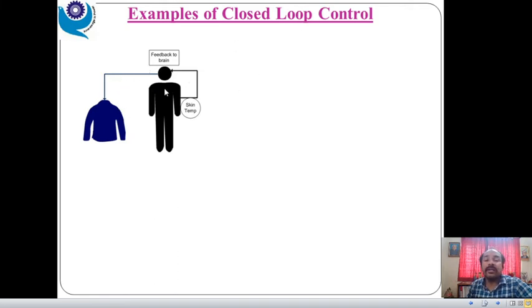Exactly in that, what he wants, right? The person is suffering from the cold, or else he is suffering from the hot temperature. Based on that signal, the person decides, and that is decided by the brain, because the brain is giving the decision.